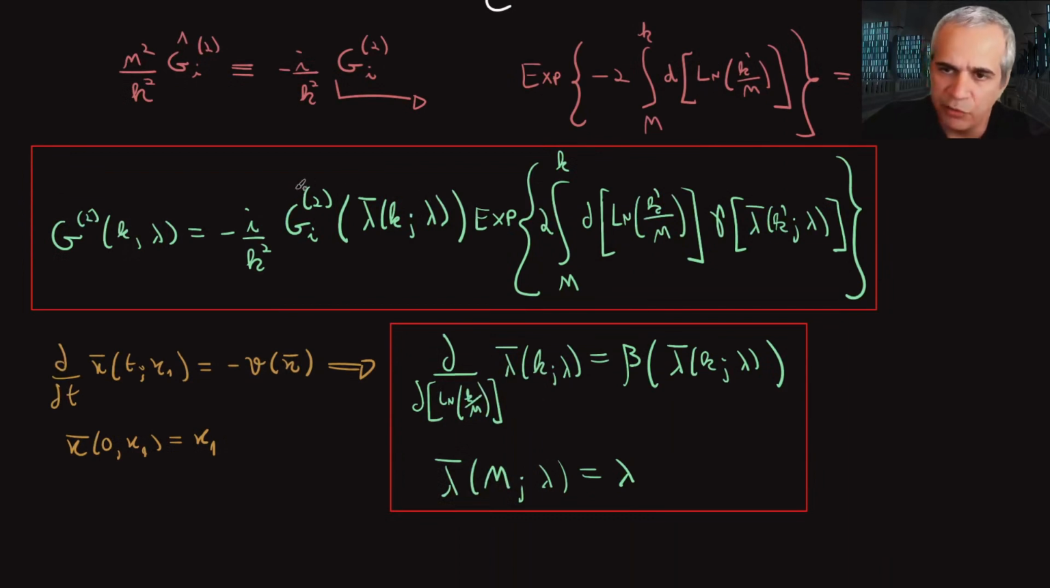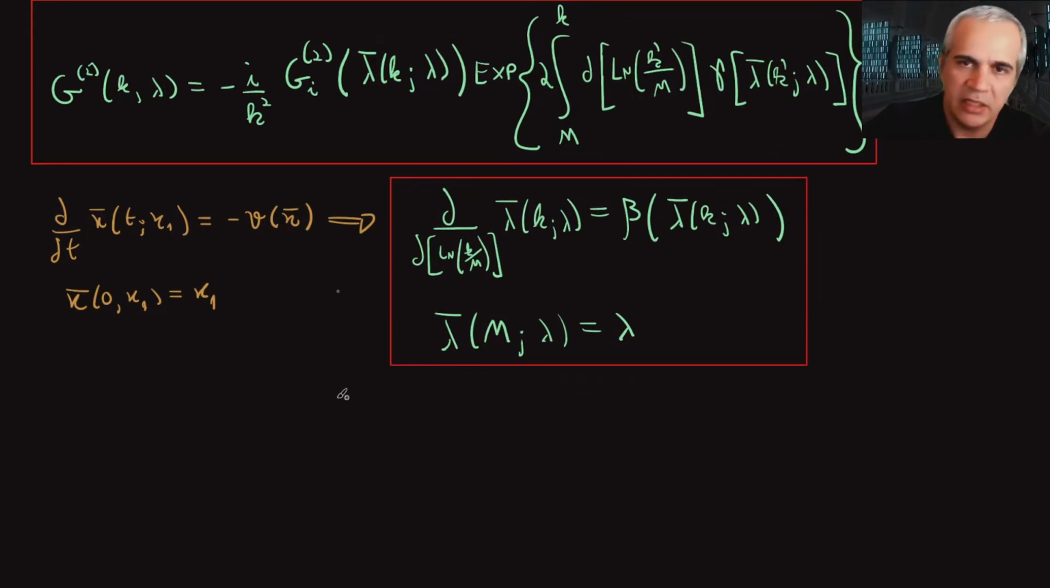Right? In order to find this guy, what I can do is do the perturbative expansion on both sides of this equation. Right? So if I take on the left-hand side G2 calculated at this point K equal m, right?